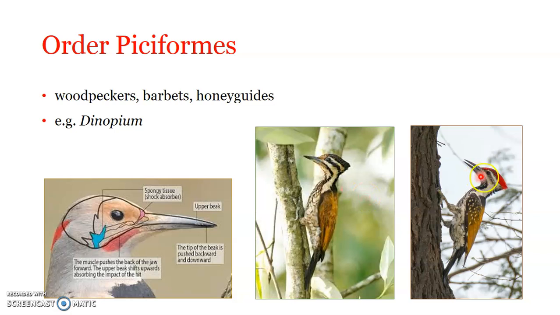This is Dinopium, the flame-headed woodpecker. You can see the flame, isn't it? This is a male and this is a female here, typical ones. Okay, the diamond-backed, flame-headed woodpecker here. You can see very typical black marks along the eye length.